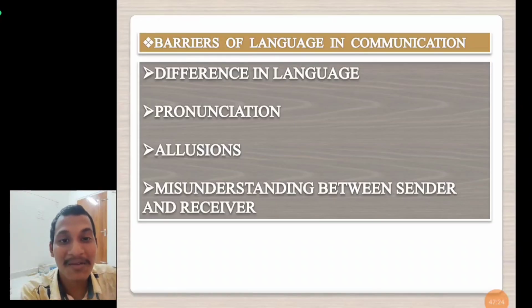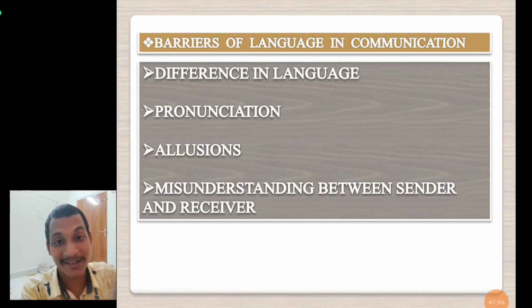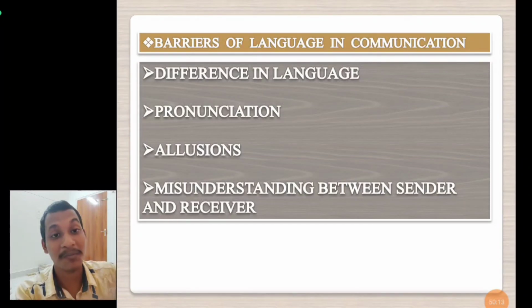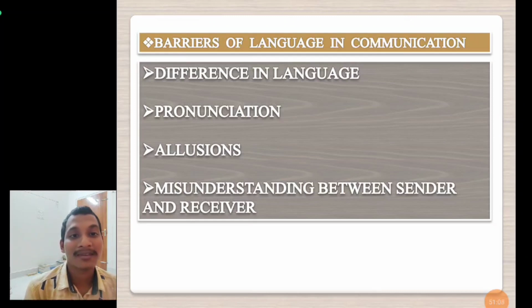There are various types of barriers of language in communication. Difference in language: thousands of languages in the world, and it is impossible for a particular person to learn them. Then pronunciation. American English is different. The language is the same, but the pronunciation system is different, and British English, that's English. This is the English language, but there are pronunciation differences. Then illusion, and then misunderstanding between sender and receiver.